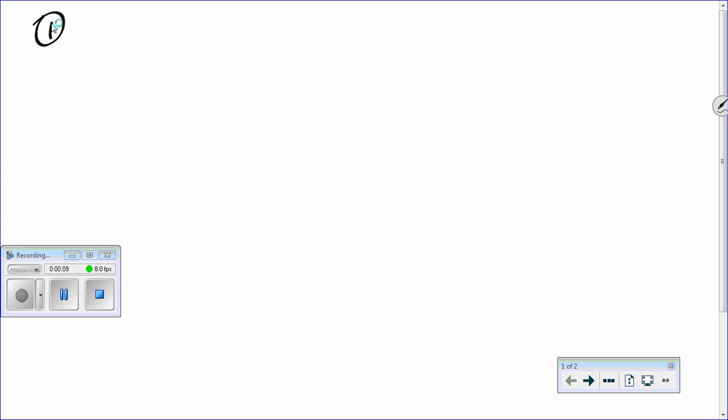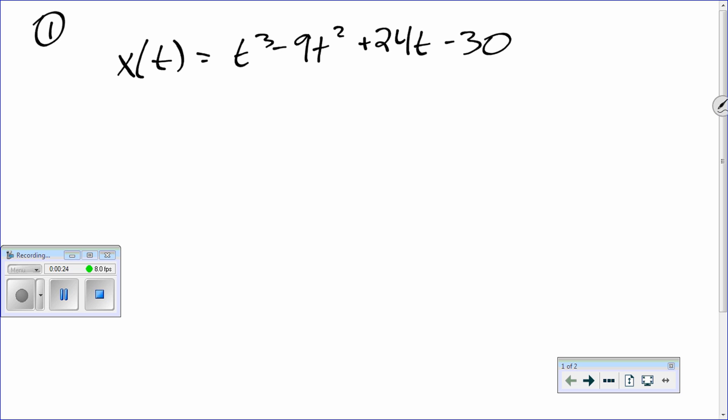All right, so number one, you were given the position time function of the thing. Here's your function. Position as a function of time is t cubed minus 9t squared plus 24t minus 30. And the question wanted you to find the average velocity.